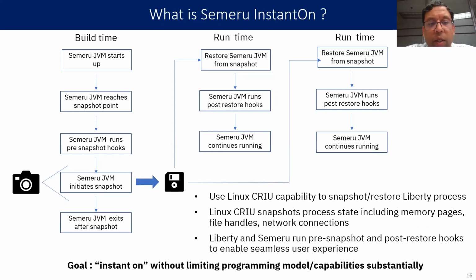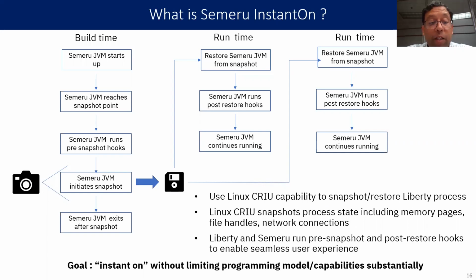So the pictures here show how we visualize this. There's a build time and a runtime. Just like there is a native image where you build a native image, here you build your snapshot file. So how that happens is this JVM starts up with your application running on top of it. You reach a particular snapshot point where you want to initiate a snapshot. You can ask the JVM to run certain pre-snapshot methods for you. So prepare yourself for taking a snapshot.